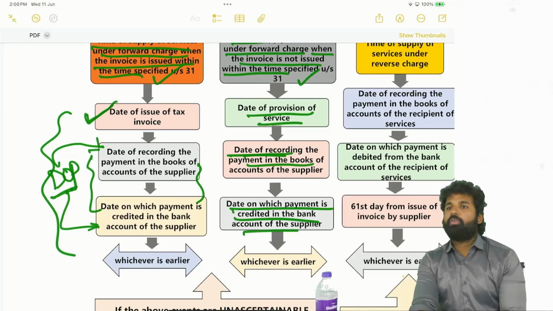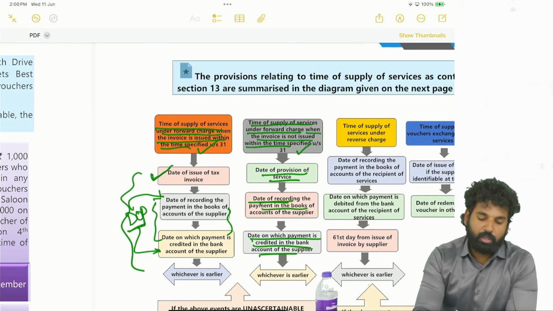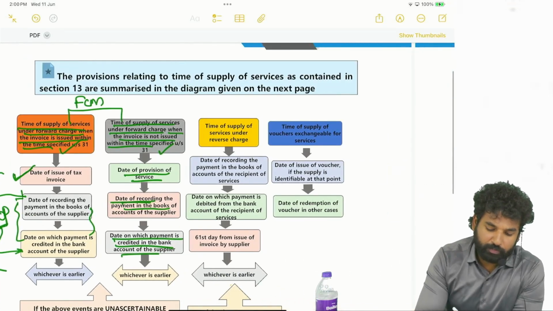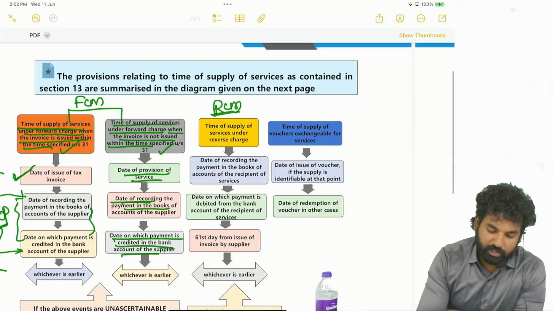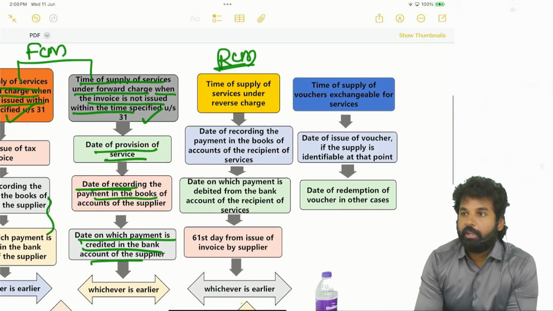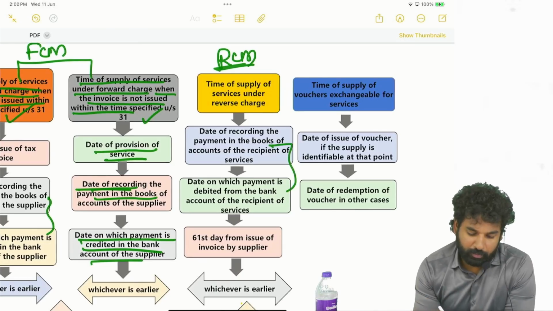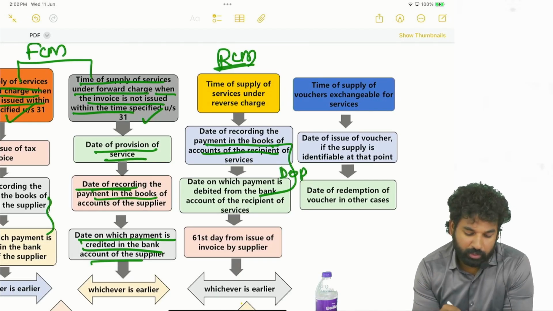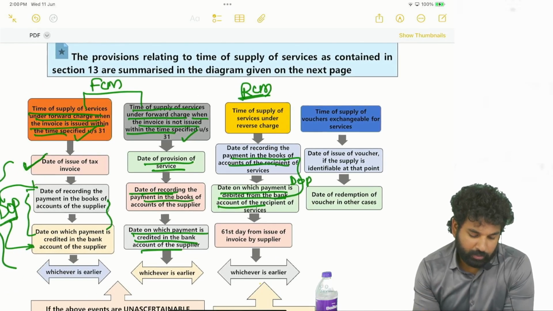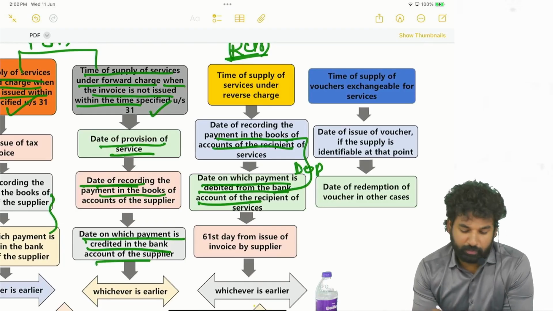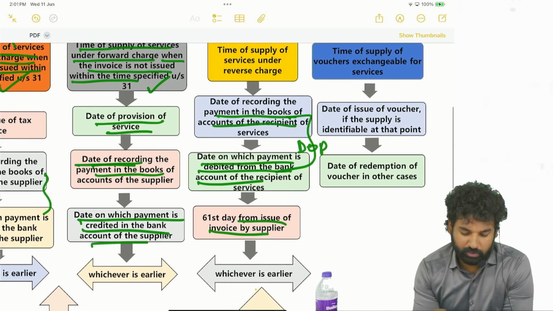Why credited? Forward charge mechanism we are talking about. So these two are with respect to forward charge mechanism. Now this is the case of reverse charge mechanism. In case of reverse charge mechanism, what is that? Date of payment or 61st day. Date of payment means date of recording of payment in the books of accounts of the recipient or date on which the payment is debited from the bank account of the recipient of service. Date of debit or 61st day from the date of issue of the invoice, whichever is earlier.